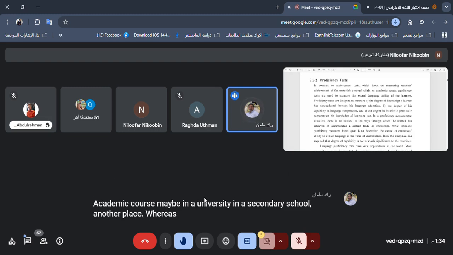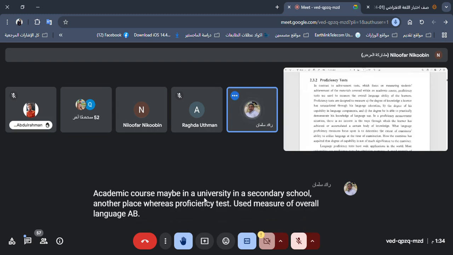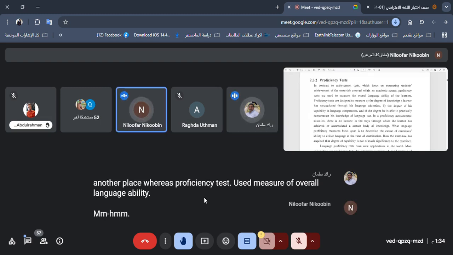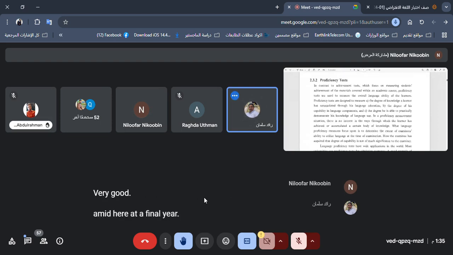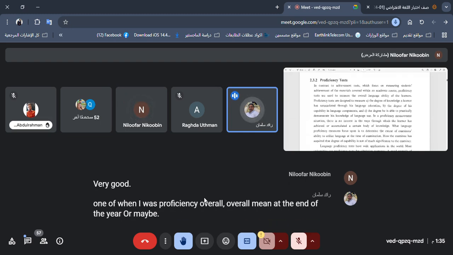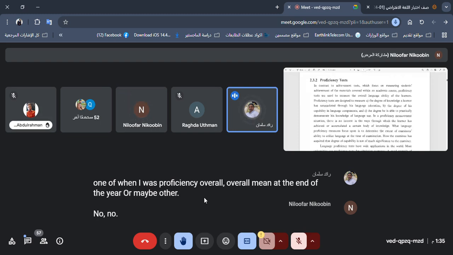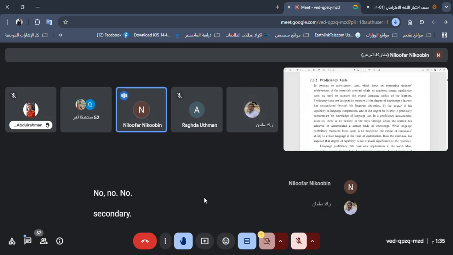Whereas the proficiency test is used to measure overall language ability, overall achievement maybe at a month, at mid-year, at the final year. Whereas proficiency overall means at the end of the year, or maybe the stage of secondary school. No, no.